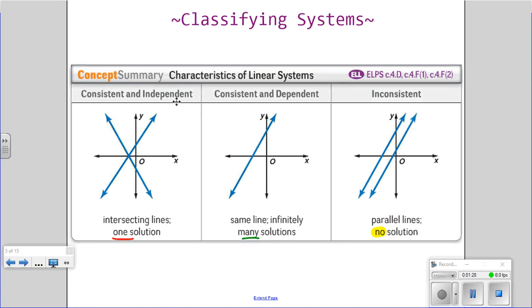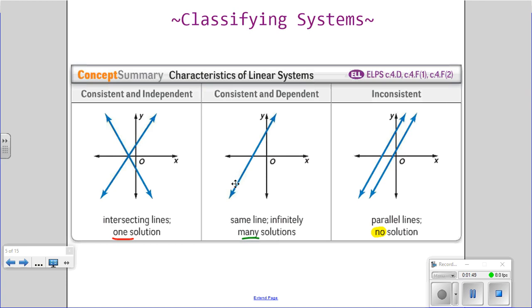Again, consistent meant that it had at least one solution. Inconsistent meant that it had no solution. So again, if it's consistent and independent, it has exactly one. So the two lines would be intersecting and meeting at one spot only. That's the solution.